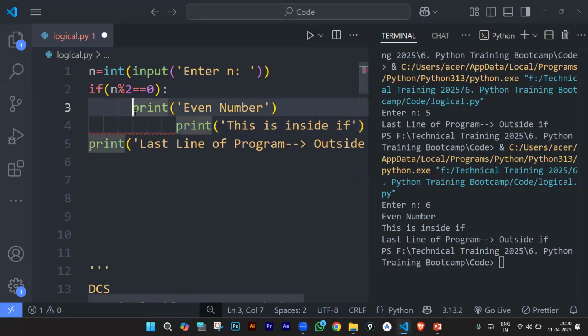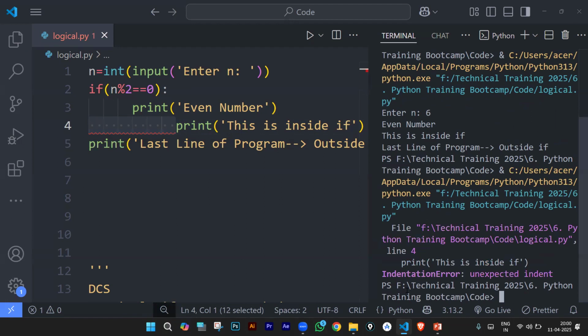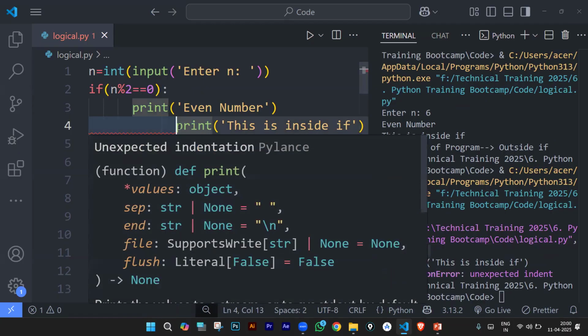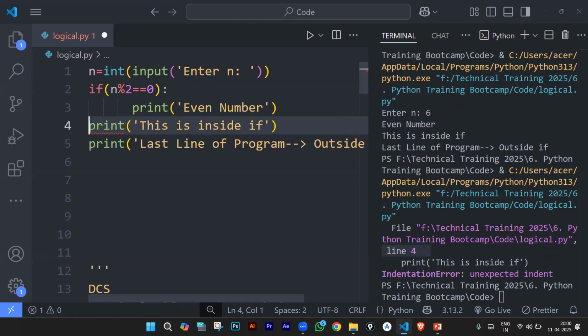If I write indentations in this way, you see indentation doesn't match. They are not at the same level. If I try to run this, it is going to give me an error. What is the error we are getting? Read that error. Indentation error: unexpected indent. You see, it is saying in line number 4, it did not expect this much indentation.